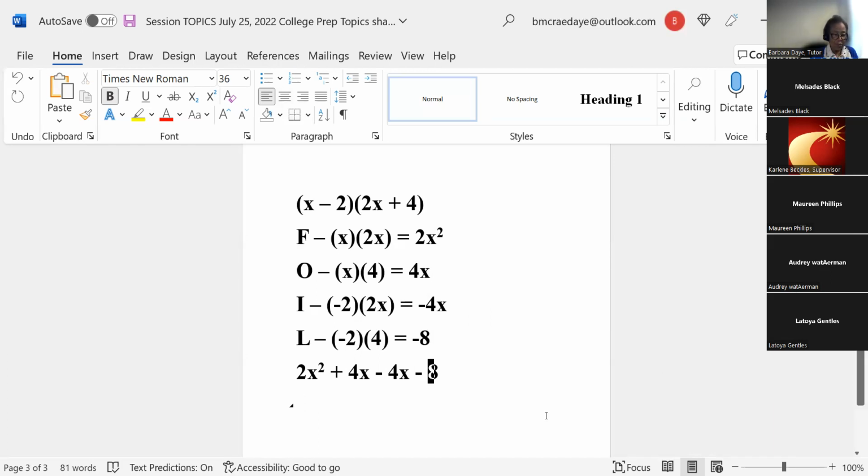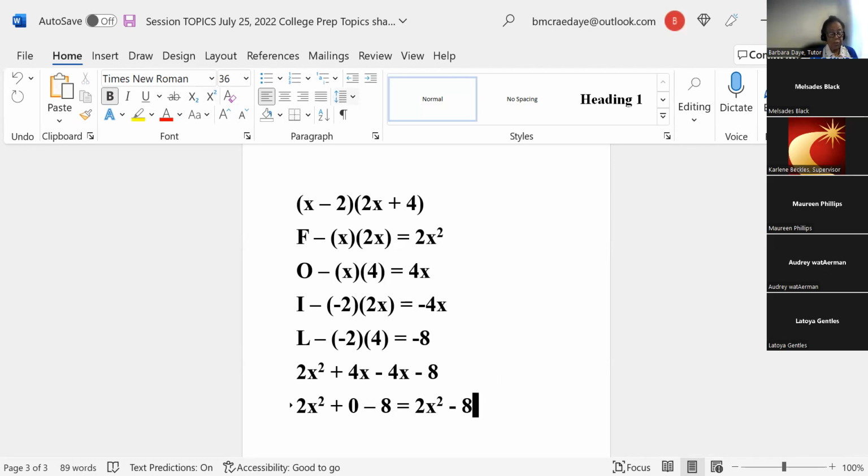There's nothing to add to the 2x squared, so that would just be 2x squared, right? Now the 4x and the minus 4x gives you what? That will give me 0. So I put a plus 0. And then I have the minus 8, right? So this would just be equal to 2x squared minus 8. That would be the answer.